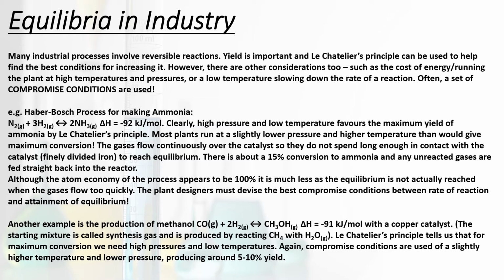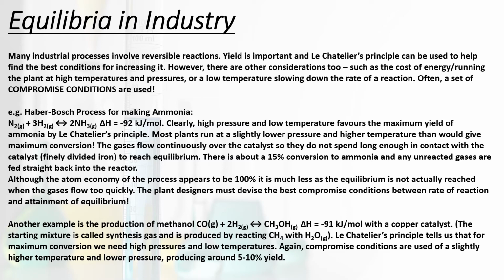If I increase the pressure, a high pressure, the equilibrium is going to shift in the direction to oppose that change. It's going to shift in the direction to reduce the pressure. That's to go in the direction that has the least number of molecules on, and that's the product side. So a high pressure would increase the yield of our products.